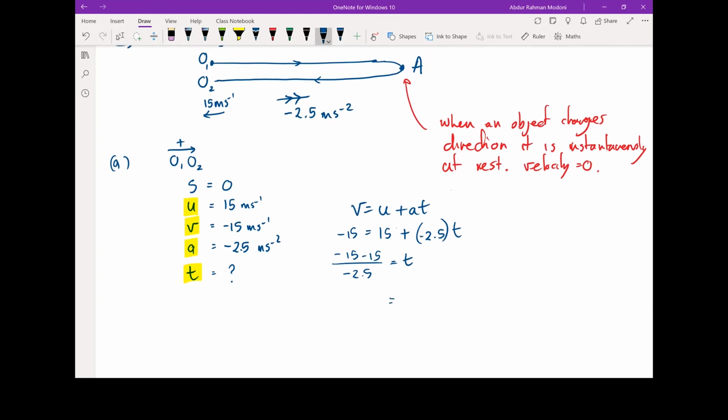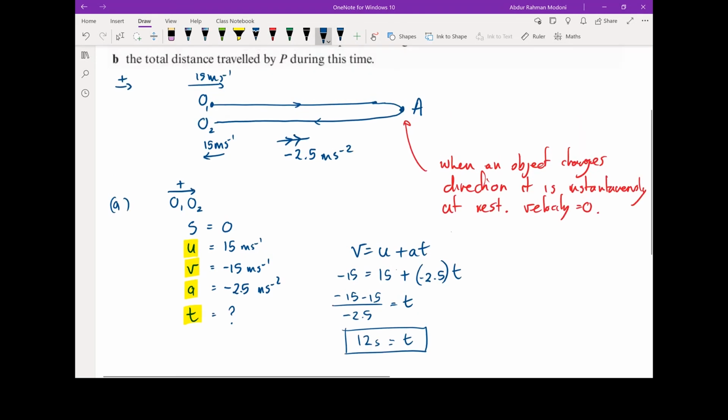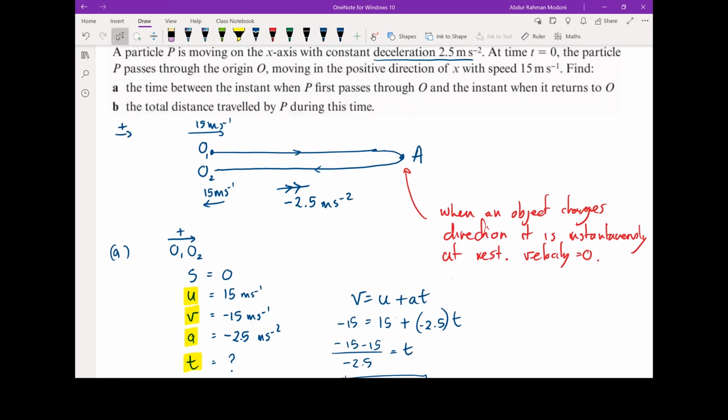And that gives us 12 seconds. So here we've found out the time it takes for it to go from O and then return back to O. And then it asks us to find the total distance traveled by P during this time.